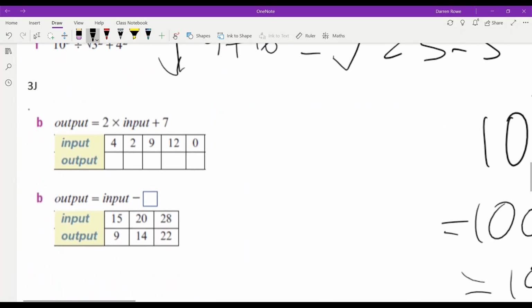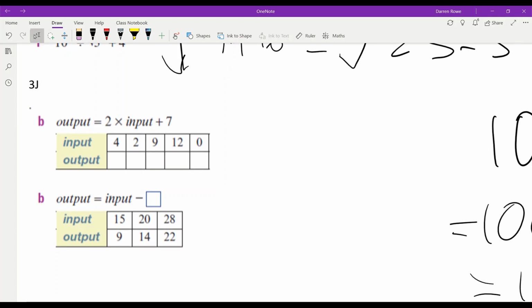Alright, these input outputs, in 3J. It says output equals 2 times input plus 7. So here's the input, so 2 times 4 effectively, plus 7. 2 times 4 is 8, plus 7 is 15. So here would be 2 times 2 plus 7, so that's 11. 2 times 9 is 18, plus 7 is 25. 2 times 12 is 24, plus 7 is 31. And 2 times 0 is 0 plus 7 equals 7. So let's see how the input outputs work.